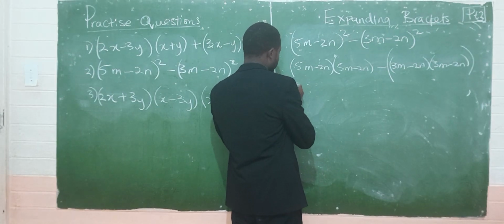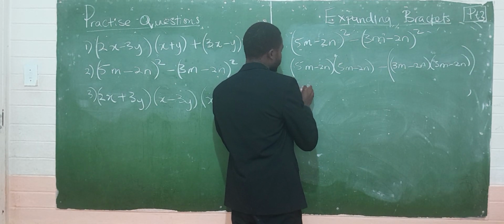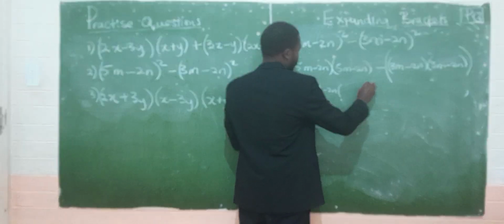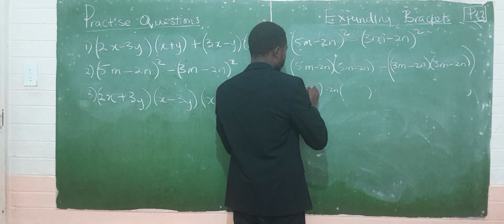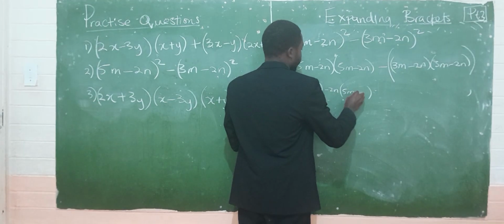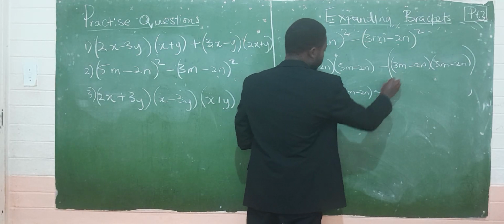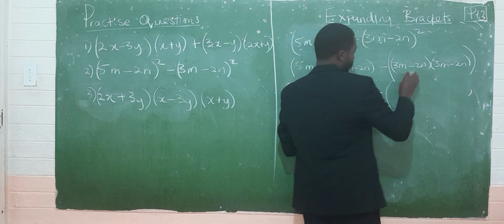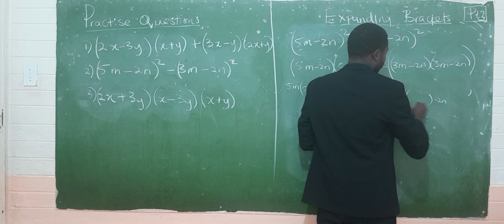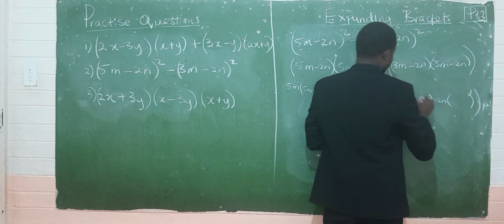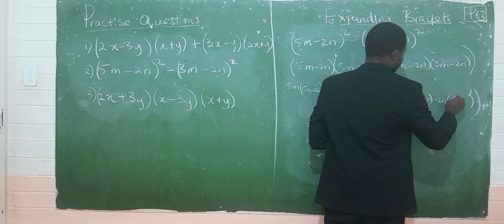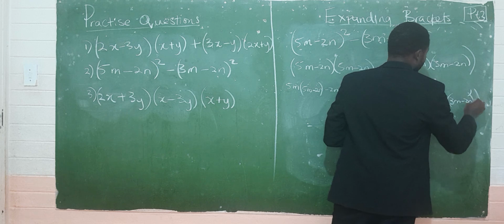And I'm going to go ahead and break this. That will be 5m minus 2n. Of course, I'm going to rewrite this bracket, which is going to be 5m minus 2n, 5m minus 2n, minus, I'm going to do the same thing, break this bracket, 3m minus 2n. Of course, I'm going to have this other bracket rewritten, 3m minus 2n, 3m minus 2n.